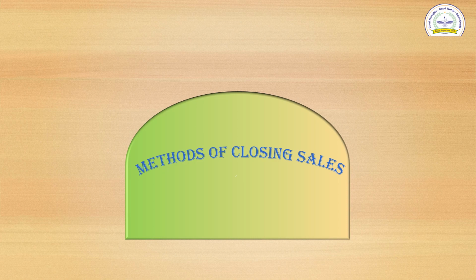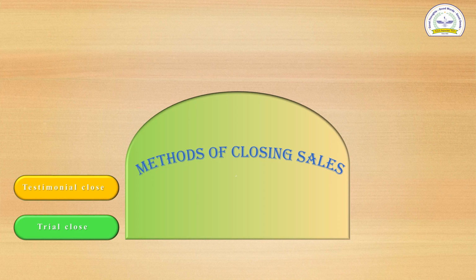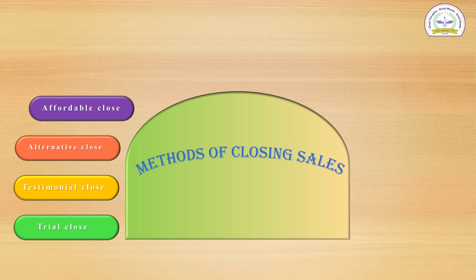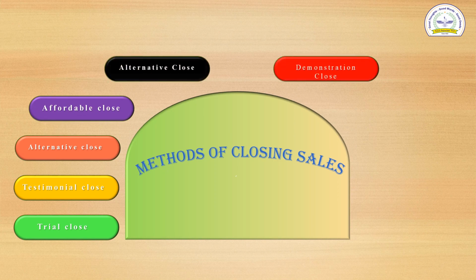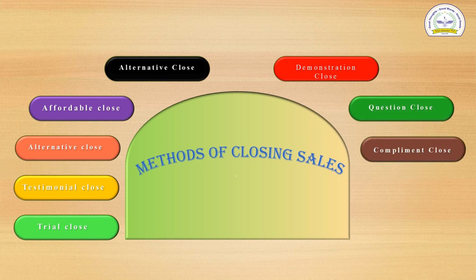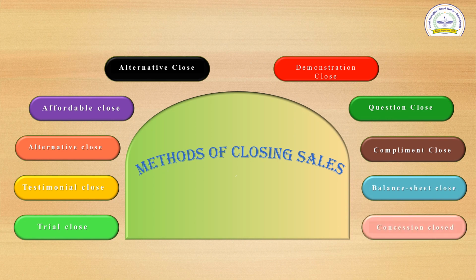And these methods are trial close, testimonial close, alternative close, affordable close, adjournment close, demonstration close, question close, compliment close, balance sheet close, and the last is concession close. We are going to deal with these methods one by one.